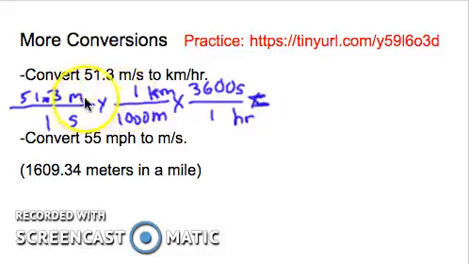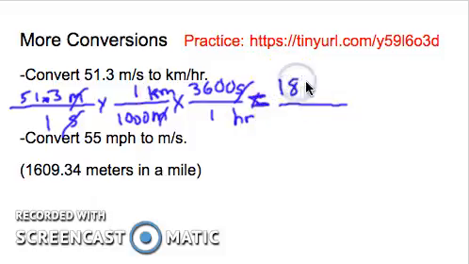So let's cross things out. We're getting rid of meters, we are getting rid of seconds, and we are left with kilometers per hour. So it's a matter of multiplying across the tops of the fractions. We have 51.3 multiplied times 1 times 3,600. And I'm typing it in mine right now, and you can type it in yours whenever it comes time for you to do these. So that would be 184,680. Let's see what the unit is. Looks like kilometers is the unit.